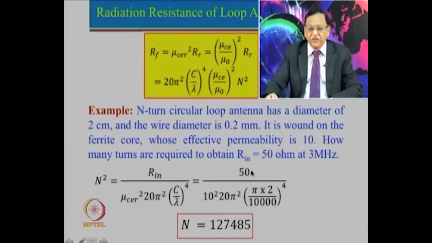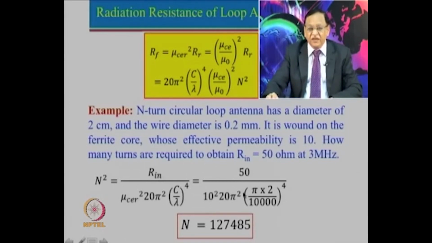Desired R input is 50 ohm, which comes over here. Mu is 10, so 10 square, 20 pi square comes here, and C is nothing but pi times D, and D is equal to 2 centimeter. And if we use this here, one can now calculate this and find out the square root of n square, which comes to this. So, you can see that it requires about 127,485 turns.